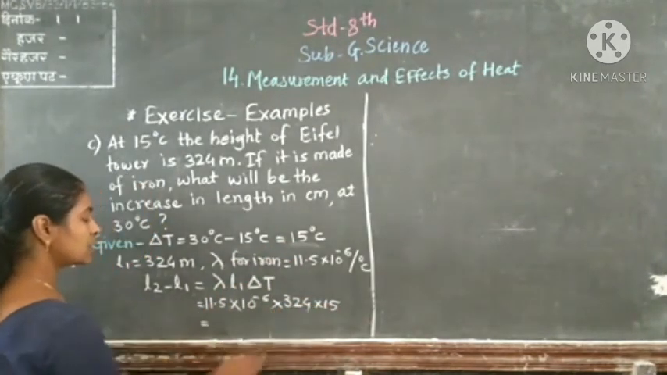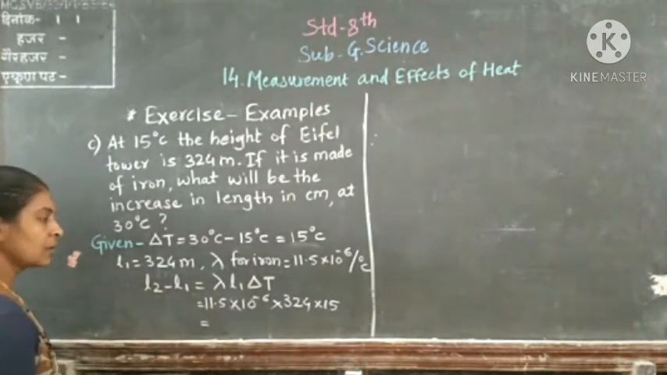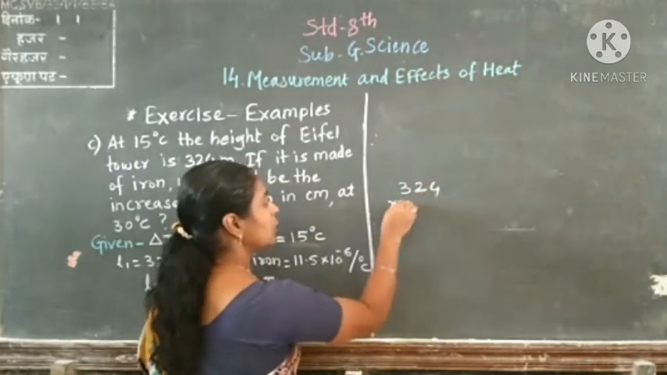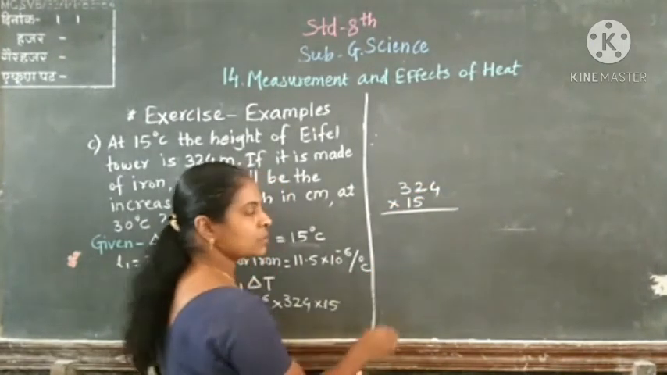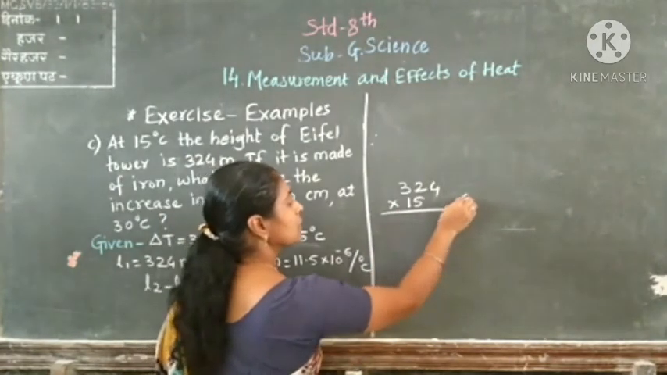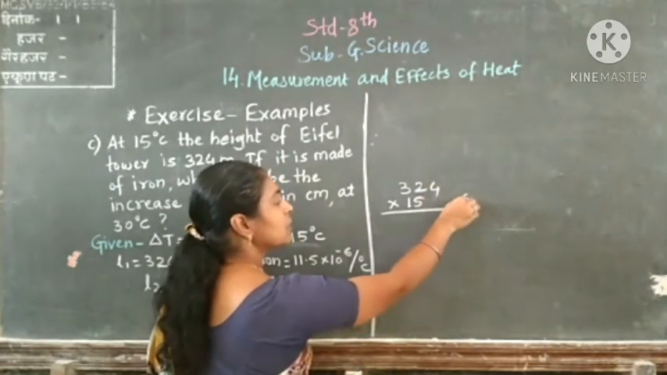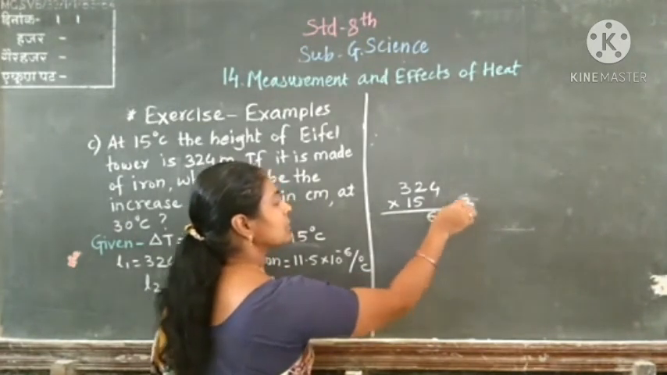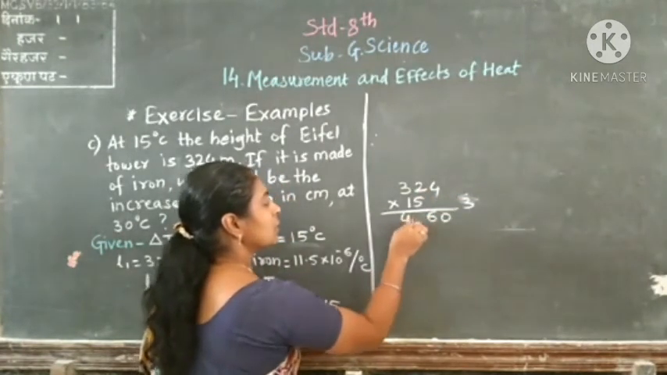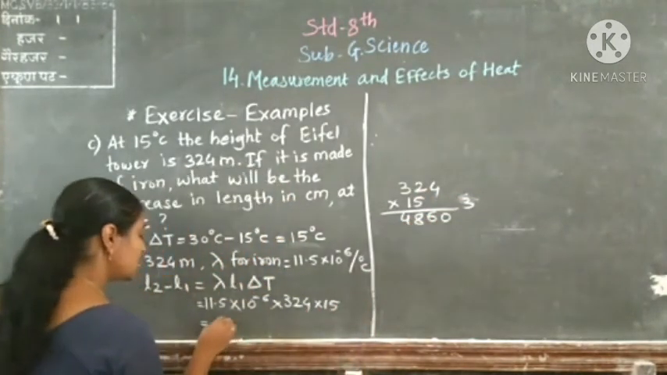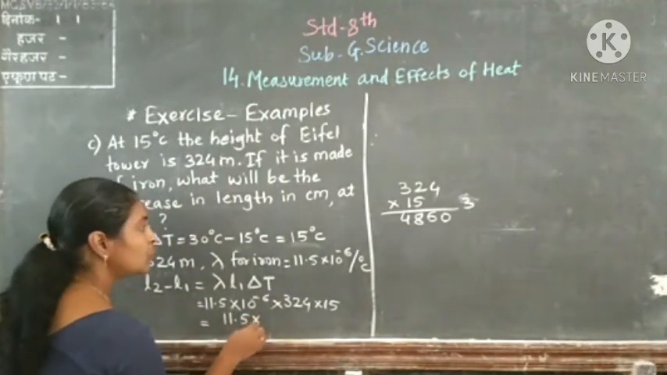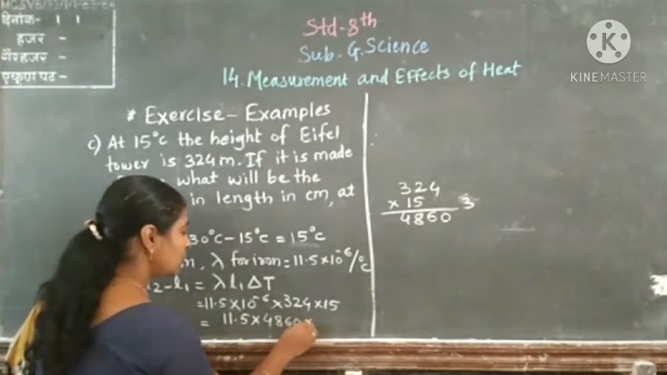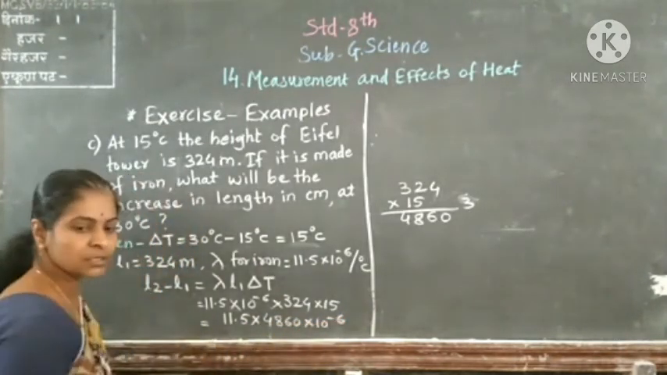आता आपण मल्टिप्लिकेशन करूया इथं. 324 into 15, 15 ने काय करायचं गुणायचं. 15 × 6 = 90... 15 दुनी 30 आणि आजचा किती आला 6 36, 3 15 45 48. So you will see 11.5 into 4860 into 10 raised to minus 6.